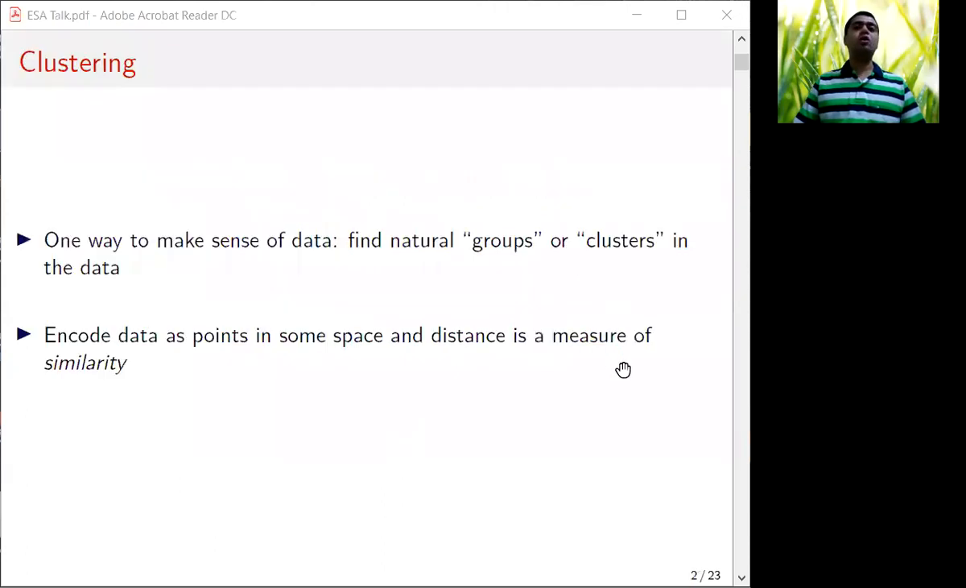So let's talk about clustering. One way to make sense of the data that you have is to find natural groups or clusters in the data. The way you typically do this is by encoding the data as some points in some space by using some features of the data. And this encoding comes with an associated distance function, which is a measure of similarity, which means that if two entities in the data are more similar to each other, then the associated points will be closer together.